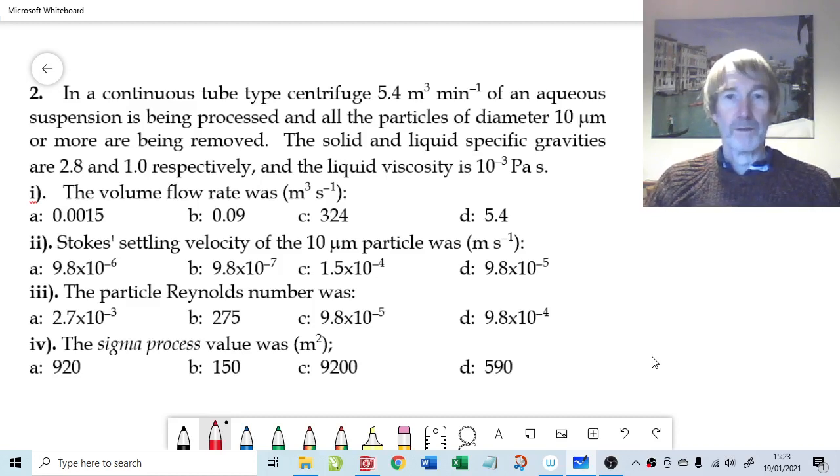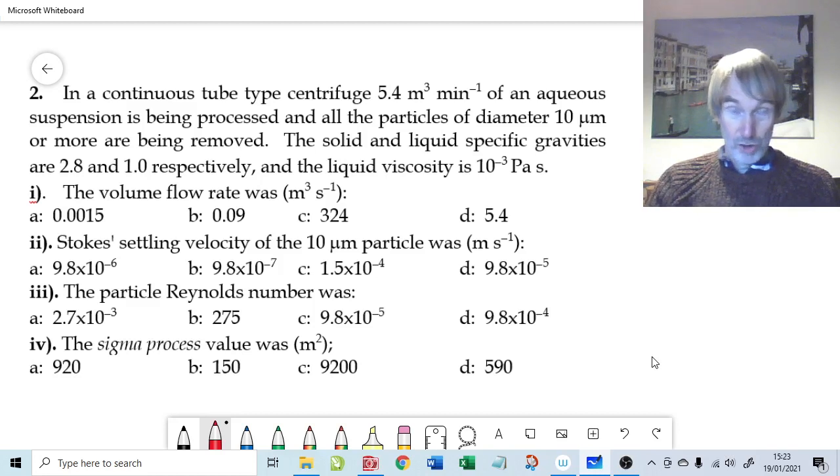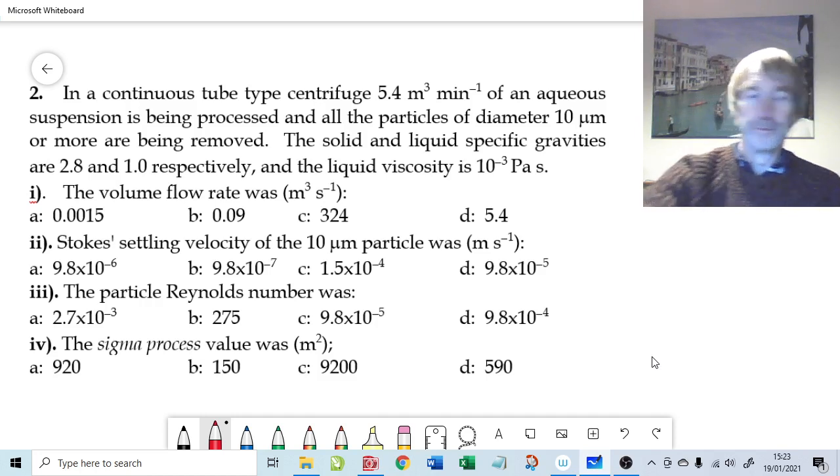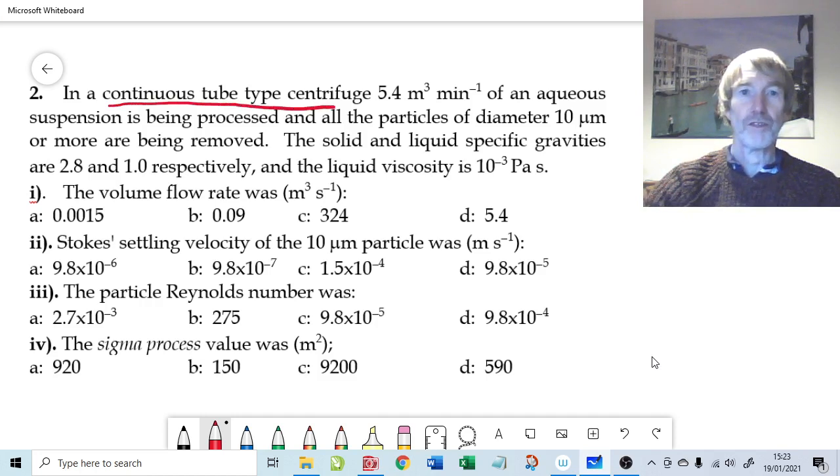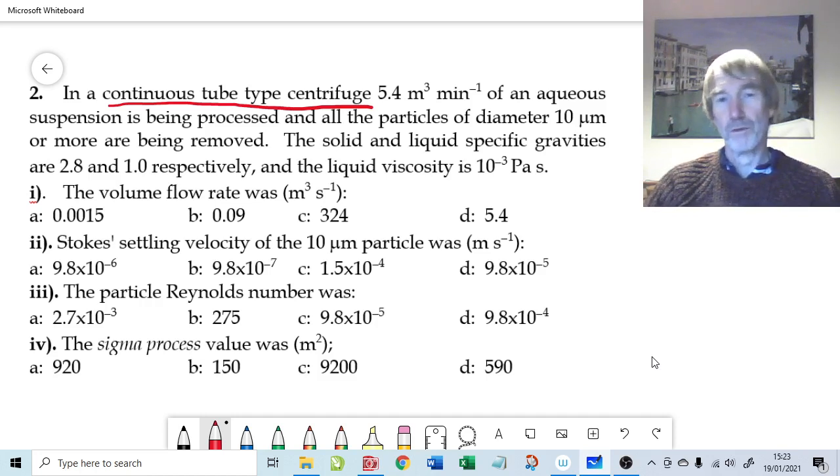Well, welcome to the Fundamentals of Particle Technology, Chapter 8, Question 2, which is about continuous tube-type centrifuge. And this probably follows on better if you have just done the problem in Chapter 5 on the Camp Hazen settling basin, which was question 2, I think, from Chapter 5, the plan area of the settling basin was calculated.